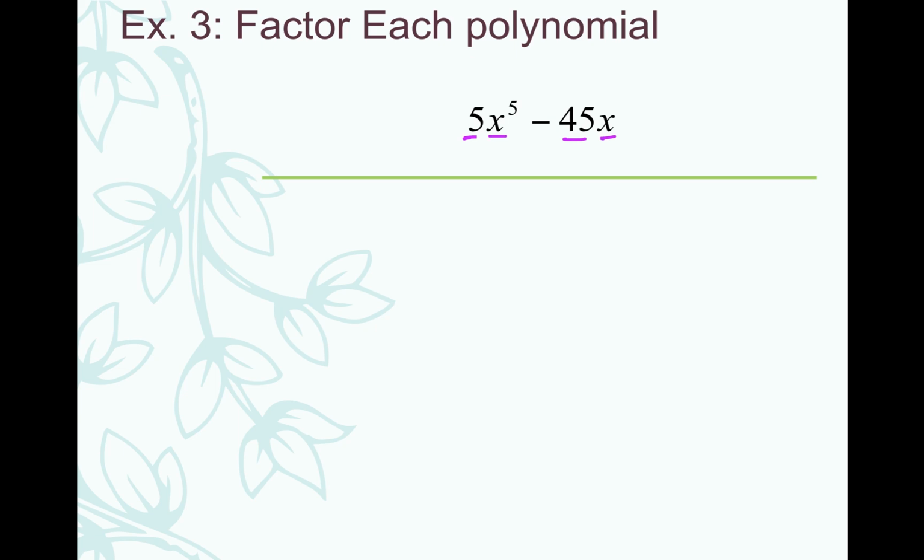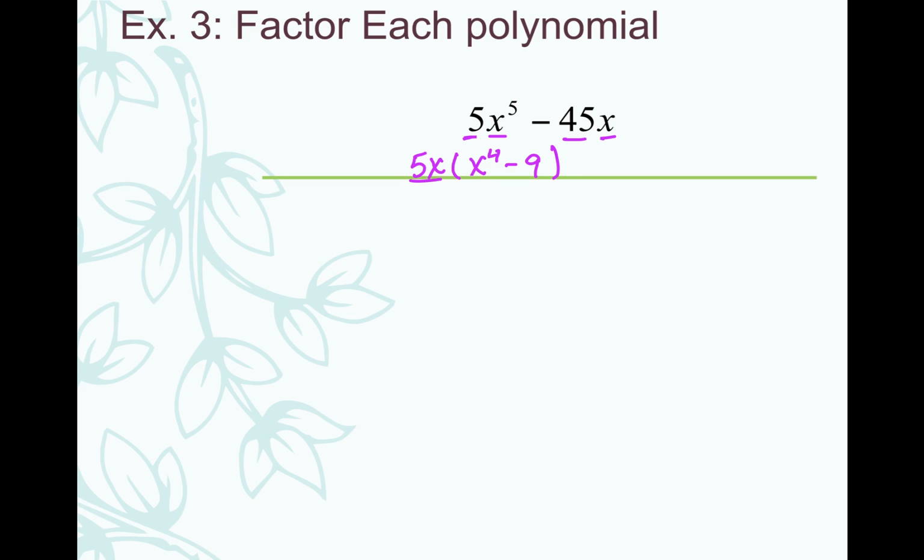X to the 5th and x are both divisible by x. So my greatest common factor for both terms is going to be 5x. So I'm going to start by factoring it out. Remember, I need to write that right here. So 5x times, let's see, what's left is when I factor 5x out of 5x to the 5th, I'm left with x to the 4th. And then minus, when I factor 5x out of 45x, I'm left with just 9.